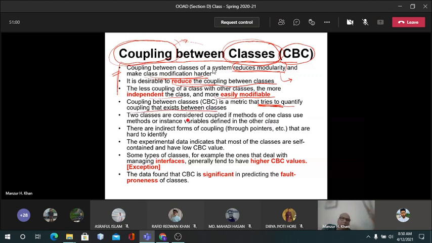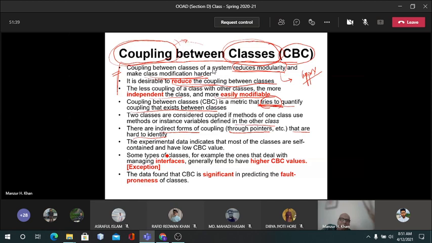Two classes are considered coupled if methods of one class use methods of or instance variables defined in the other class. There are indirect forms of coupling through pointers. I think you have learned pointer programming. So those kinds of relationships or coupling are very difficult to trace, hard to identify. So that's why I was telling you it tries to approximate. Not necessarily you will be able to pinpoint all relationships.